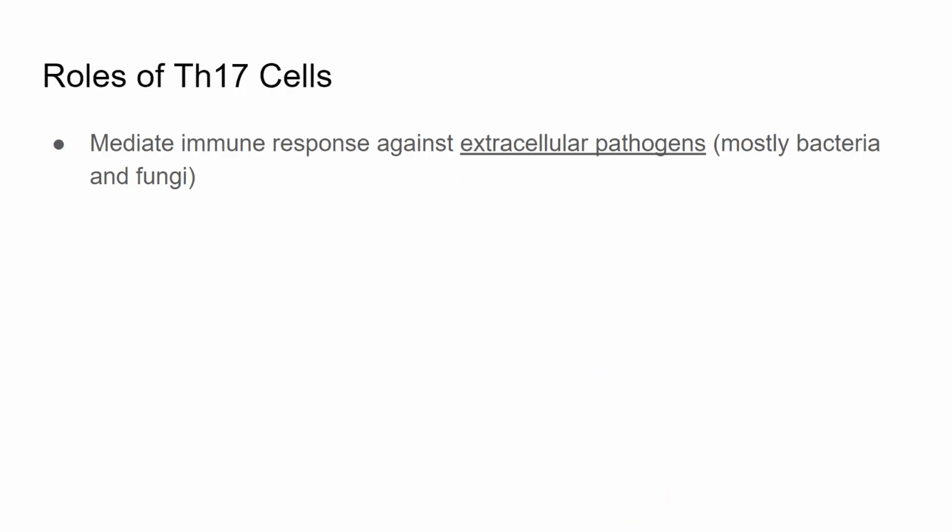Okay, Th17 cells. Now this is tricky. These ones are kind of the less well-known, but I think it's useful to know that they're really good against extracellular pathogens, mostly extracellular bacteria and also fungi. We haven't really talked about that, but there's a few cytokines I think you should know that are produced. So the main one is IL-17, which should make sense, right? Th17, IL-17. So what does IL-17 do?